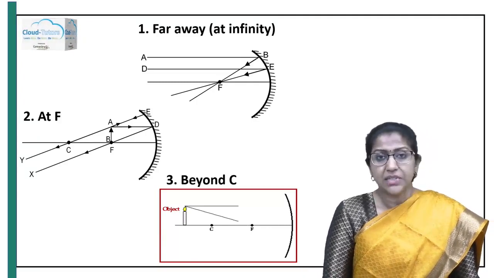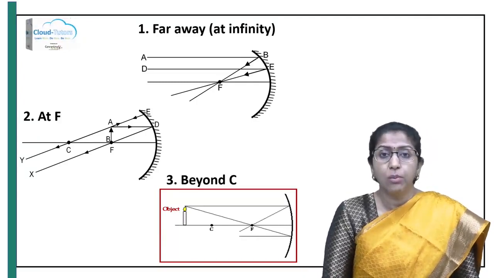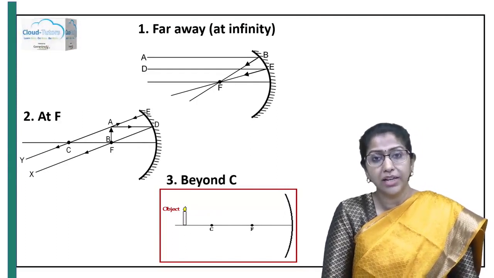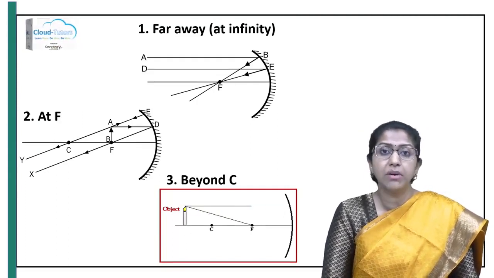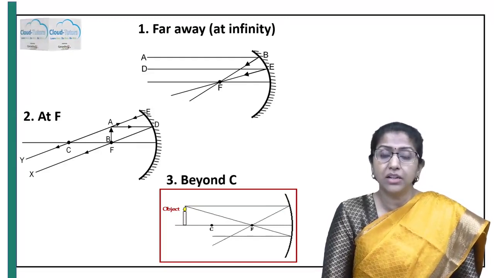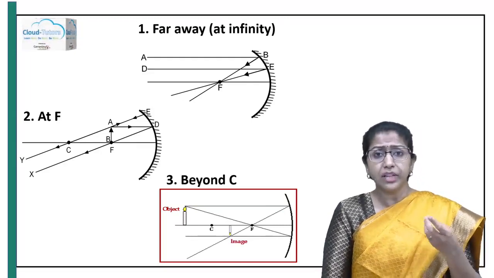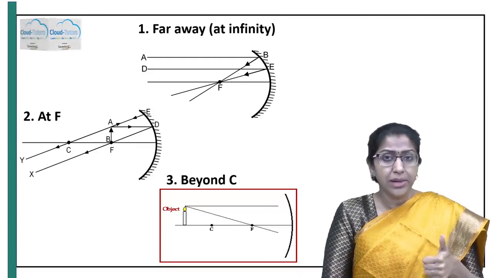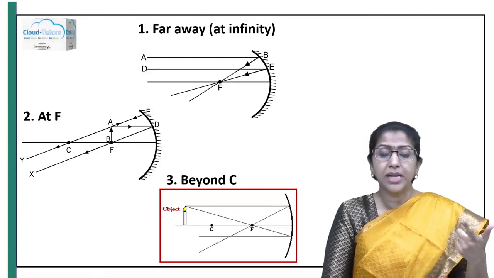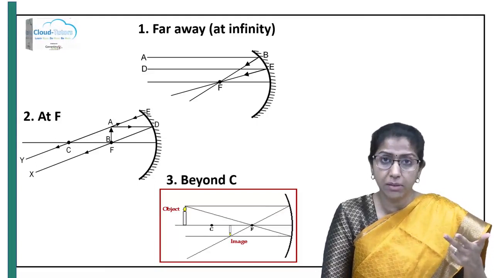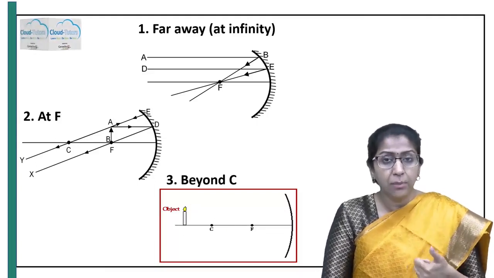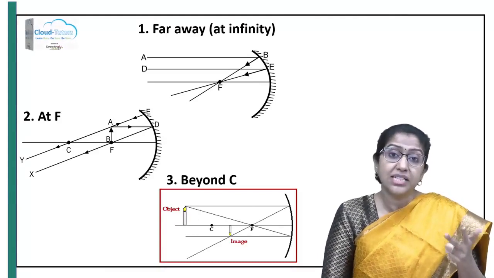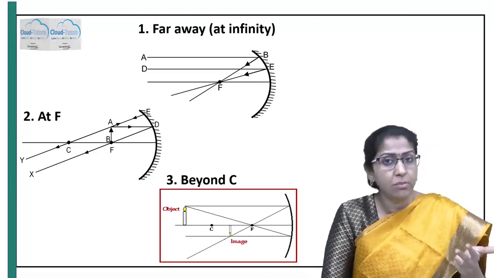So in the first case, when the object is kept far away, what kind of image is formed and where is it formed? When it comes to locating the image formed by a spherical surface or a spherical mirror as such, we need to keep 3 things in mind. First thing, position of the image, next is the nature of the image, and next is the size of the image. Where is it formed, what kind of image is formed, and what is the size of the image when it is compared to the object.